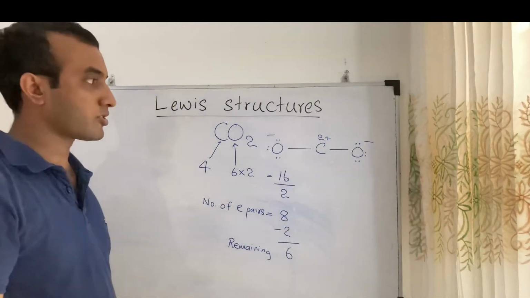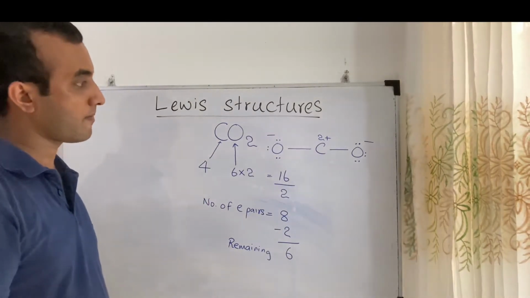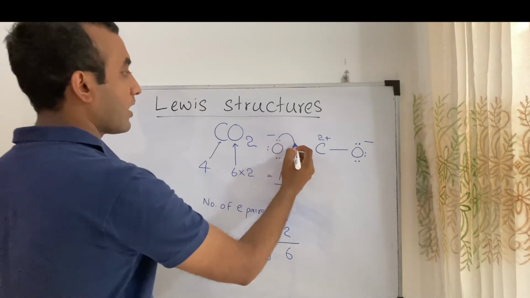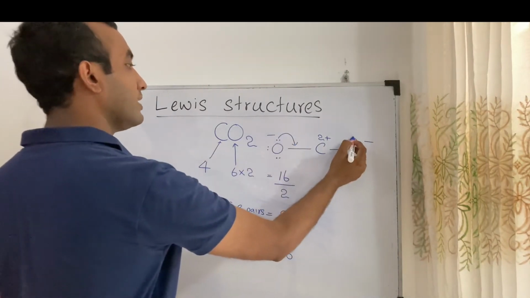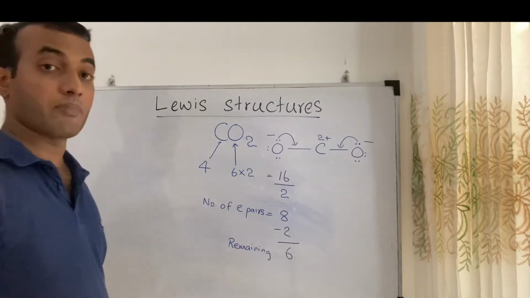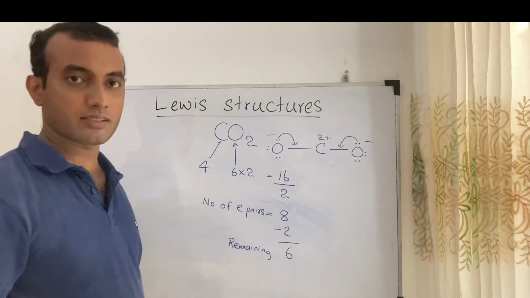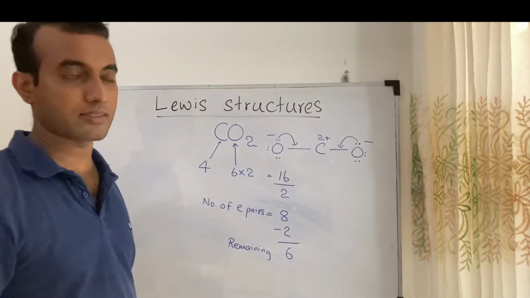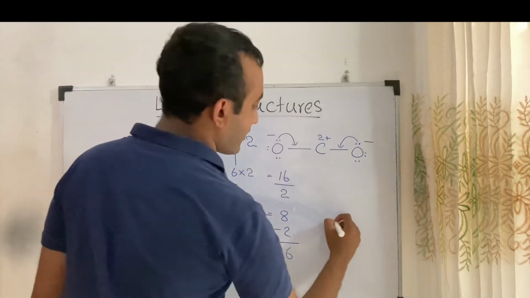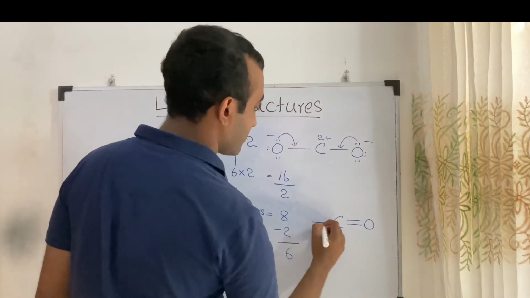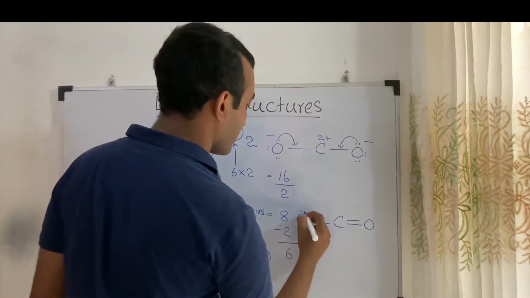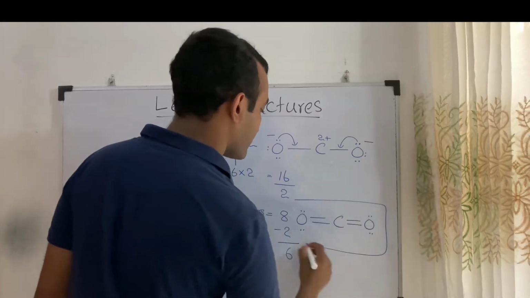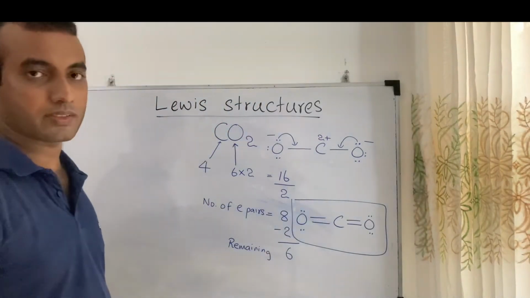Then the last step is to minimize the charges. So in order to minimize the charges, we can convert this lone pair into a bond. But remember, when minimizing charges, make sure not to exceed the octet for second period elements. So after minimizing the charges, we get this structure, which is the most acceptable Lewis structure for carbon dioxide.